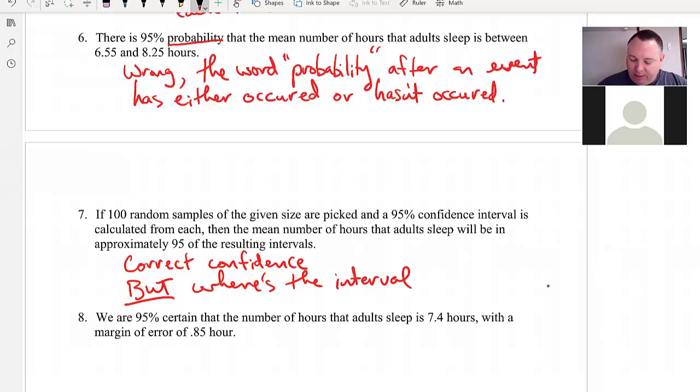So by now, after having done 7 of these, you can see that making sure the percentage says exactly what it means to say, and also getting the correct interval, are the 2 keys.